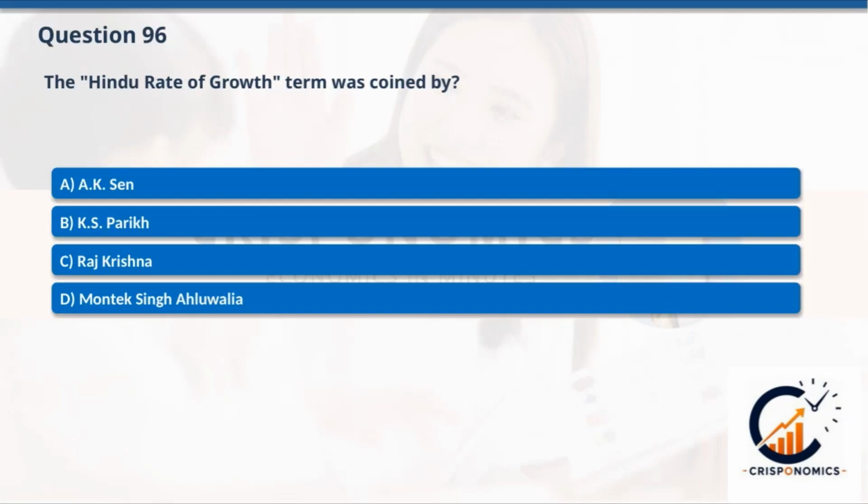Let's take a moment to explore a key term in economic history: the Hindu rate of growth. This phrase was coined to describe a period of slow economic growth in India. The question here is, who actually came up with this term? The options include Montek Singh Ahluwalia, Raj Krishna, K.S. Parekh, and A.K. Sen. Understanding who coined this term helps us connect with the economic debates of that era.